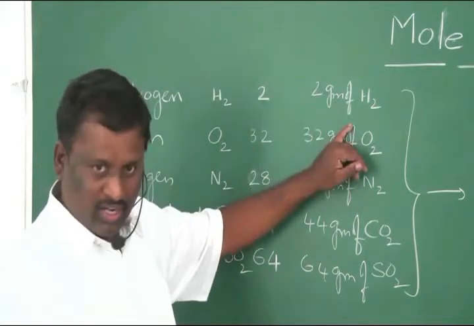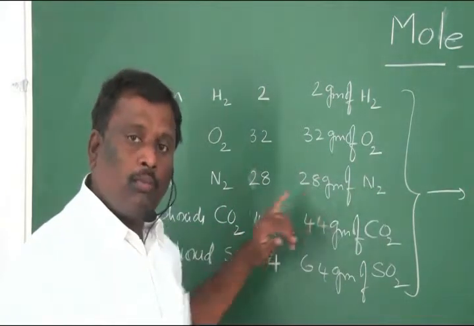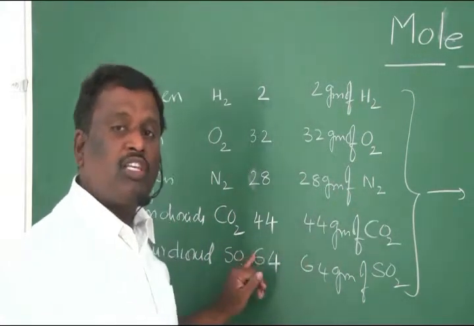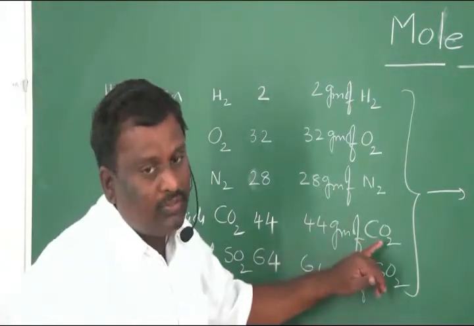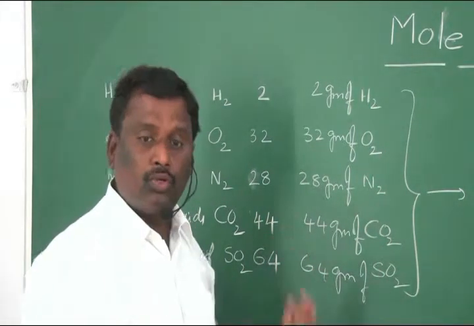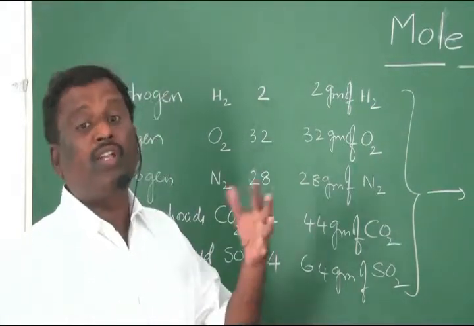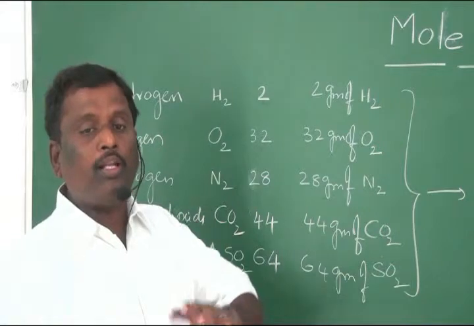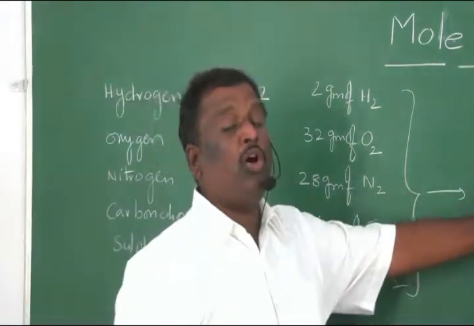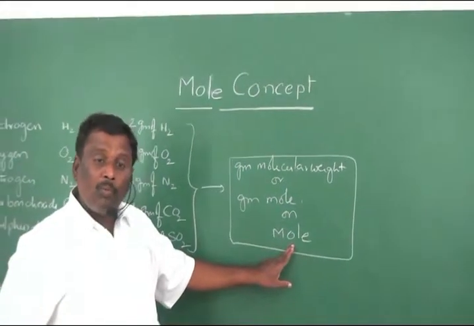Now, if you take any substance in grams equal to its molecular weight, that is, the hydrogen molecular weight is 2, so 2 grams of hydrogen. The oxygen molecular weight is 32, so 32 grams of oxygen. The molecular weight of nitrogen is 28, so 28 grams of nitrogen. The molecular weight of CO2 is 44, so 44 grams of CO2. The molecular weight of SO2 is 64, so 64 grams of SO2. Not only these gases, any substance, if you take in grams equal to its molecular weight, that amount is said to be gram molecular weight, gram mole, or simply mole.